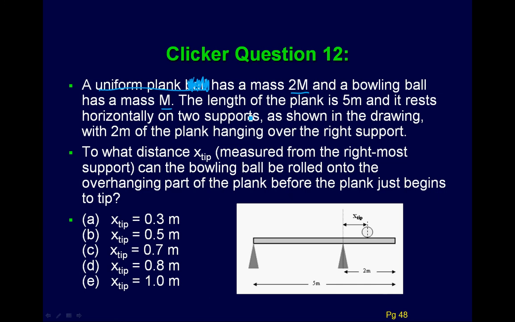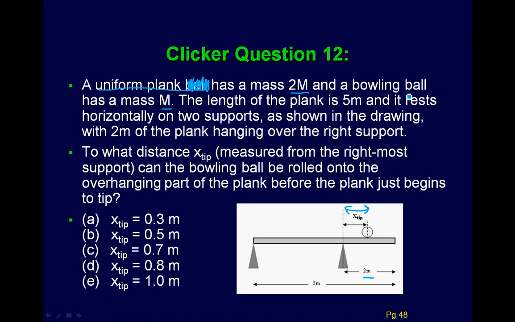The length of the plank is 5 meters, and it rests horizontally on 2 supports as shown. So the total length is 5 meters, and then the distance over here is 2 meters. They want to know what distance x tip, measured from here, the ball can be rolled before the plank starts to tip. Like I said, there's a bunch of these in chapter 12, so let's go over this one to try to help you do this.